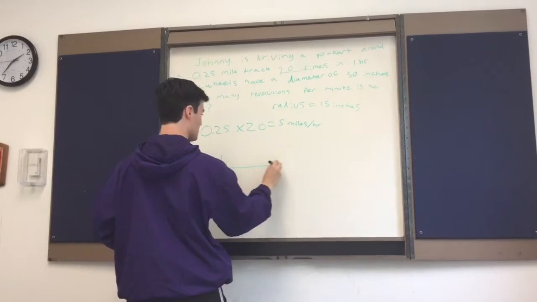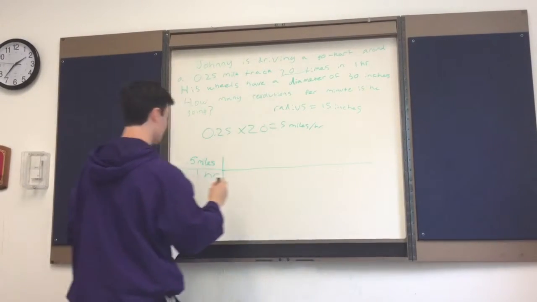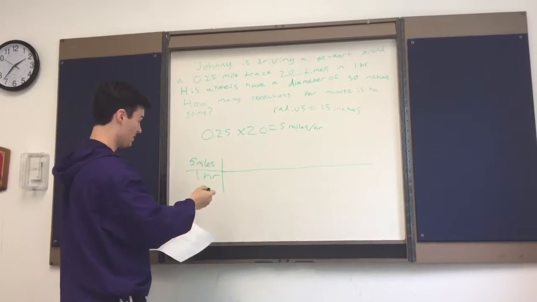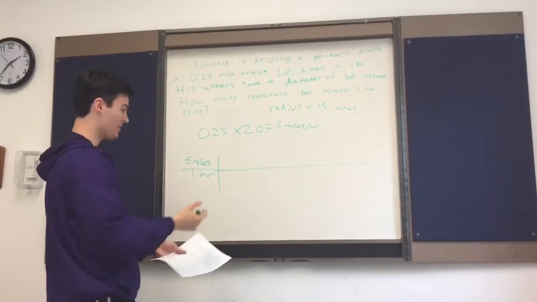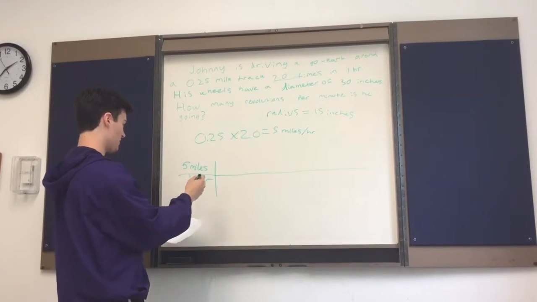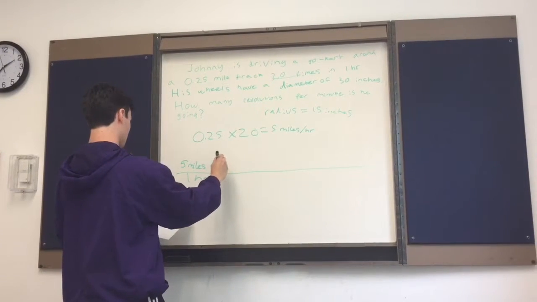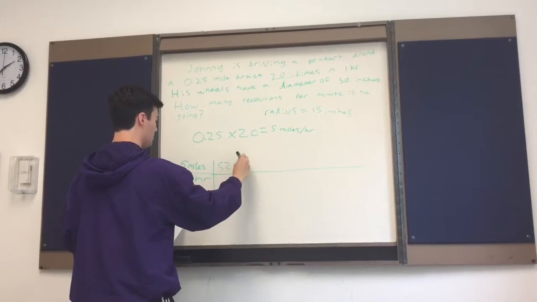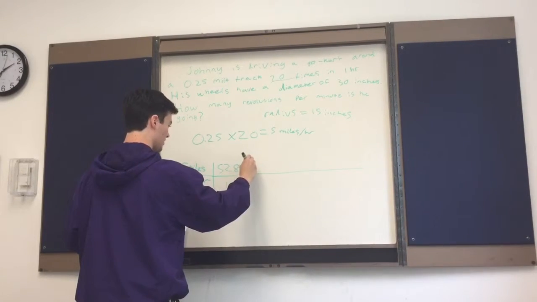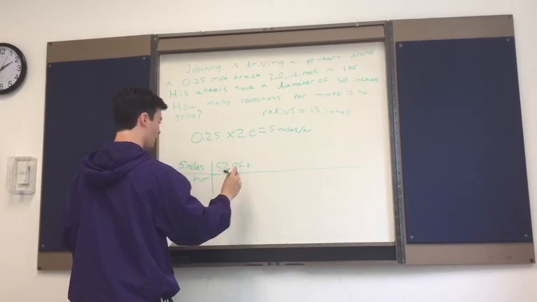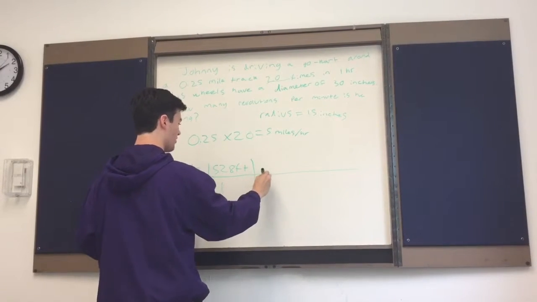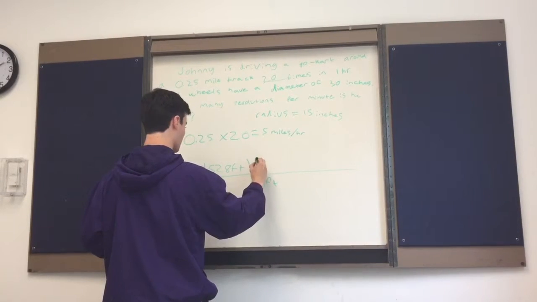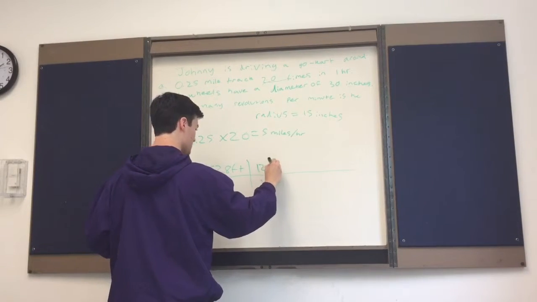Right? So we're going to write this out right here. So first thing we got to do is convert miles to inches. But we can't just do that right away. We have to convert it to feet. So you do 1 mile is 5,280 feet. And then you do 1 foot is the same as 12 inches.